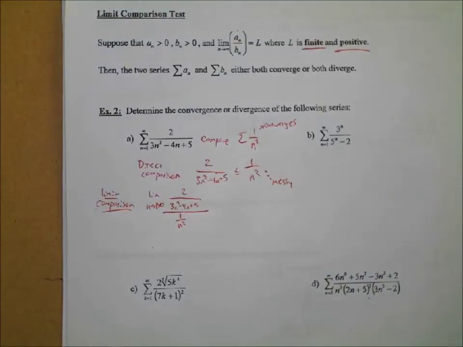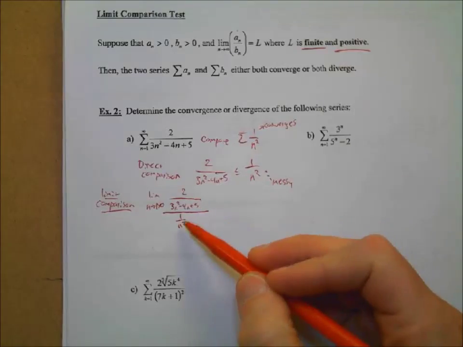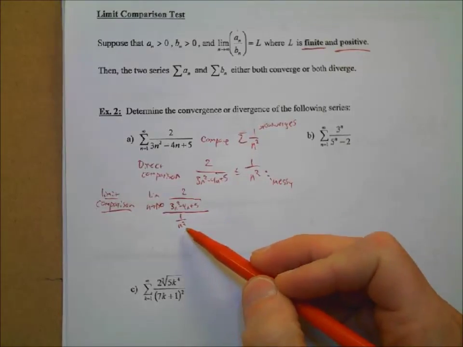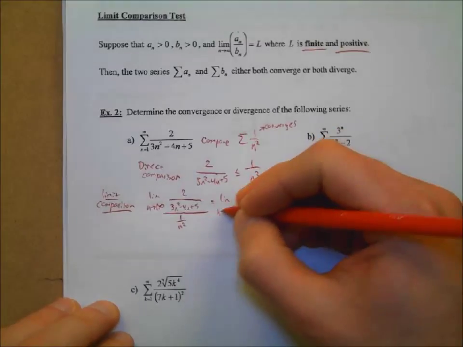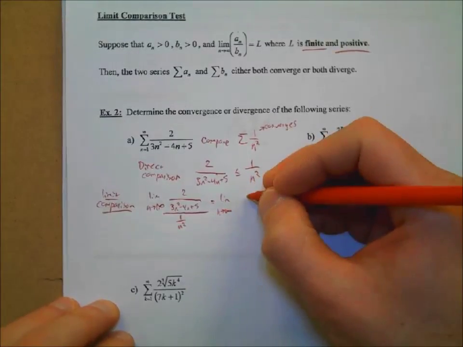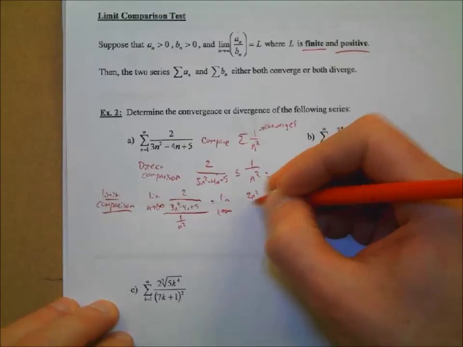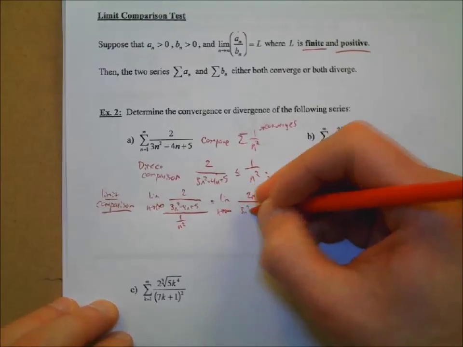So that's kind of yucky, right? We have a fraction within a fraction, but instead of dividing by 1 over n squared, what can we do instead? Multiply by the reciprocal, exactly right. So if we do that, we're going to end up with 2n squared over 3n squared minus 4n plus 5.